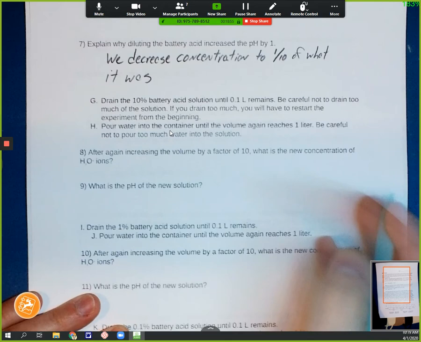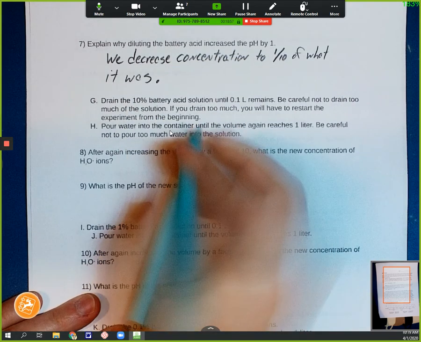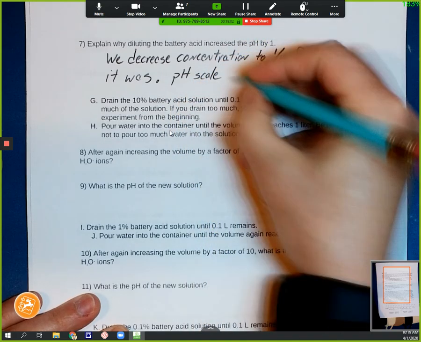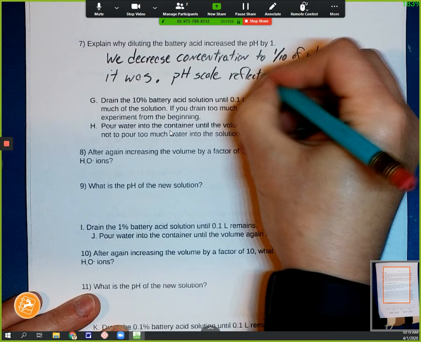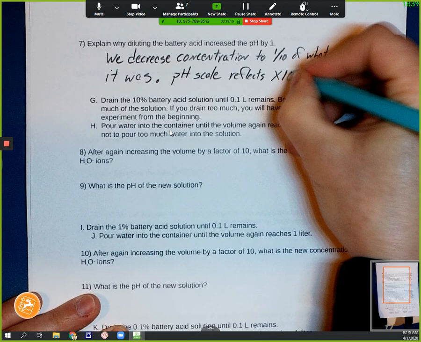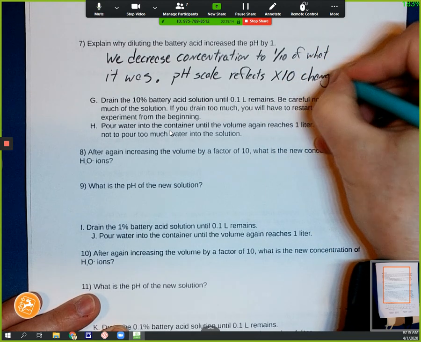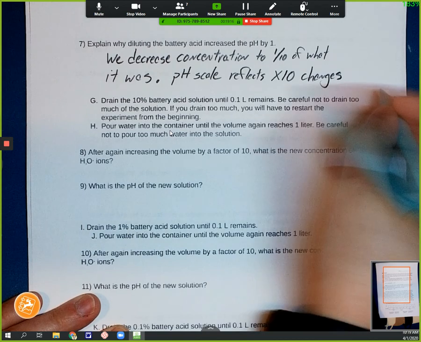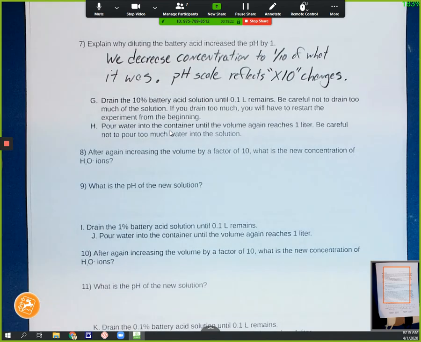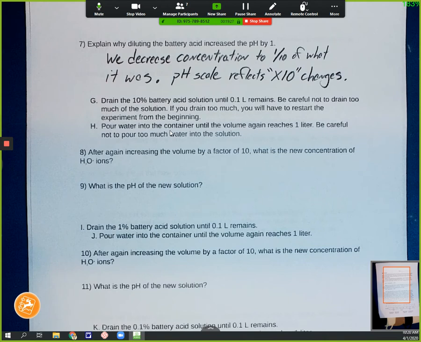And I might put in something here about how the pH scale reflects times 10 changes. Okay, not sure really how else to put that. Now from this point forward, you're going to keep doing the same thing. So I'm going to get you started on this next part, and then I'm going to take a look down through the rest of the lab and see if there's any other curveballs.